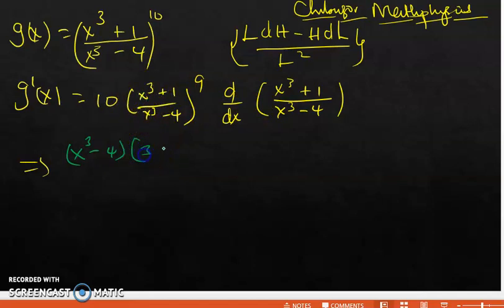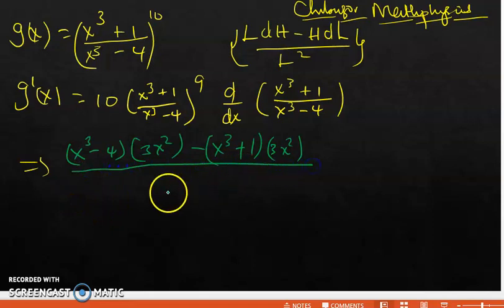Multiply that, minus x cubed plus 1, which is the numerator, multiplied by the derivative of the denominator, which is also 3x squared. We know that negative 4 and positive 1 are constants, and when you differentiate that, you simply get 0. All this will be divided by the denominator, which is x cubed minus 4, but now squared, like I mentioned earlier.